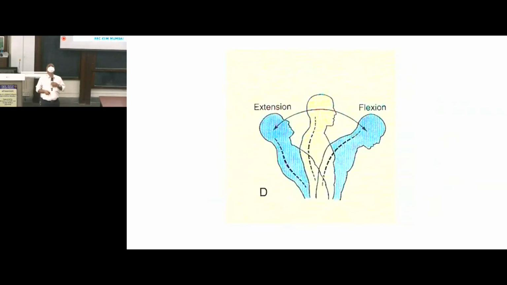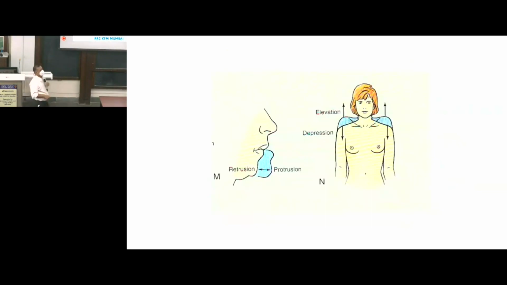The head can straighten, extension, flexion. The head can bend sideways also. That's called lateral flexion. Shoulder. One can elevate the shoulder. One can depress the shoulder. The jaw can be moved forwards and backwards. Protrusion and retrusion.